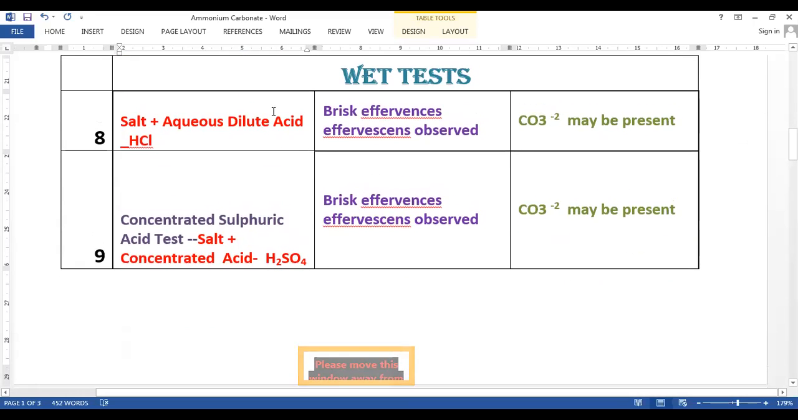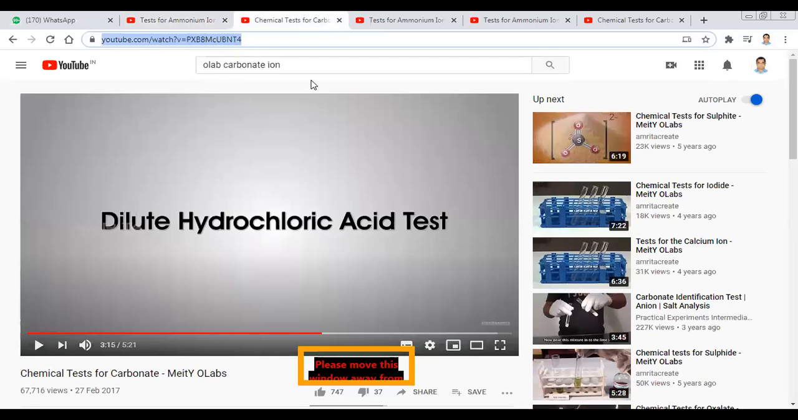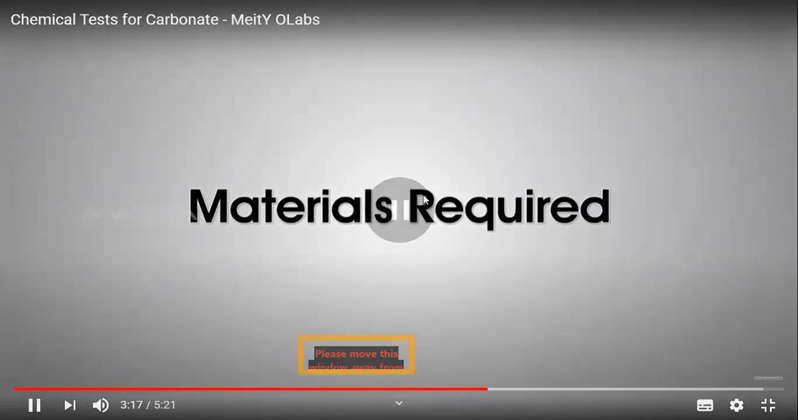So, we are going to perform the various wet tests, my dear students. First, we shall take the salt and go for the dilute acid test, and then we can go for the concentrated sulfuric acid test. So let us have a look at the various tests that we want to perform today. Let us have a dilute hydrochloric acid test for the presence of carbonate in the salt. For that, we need the various materials required.